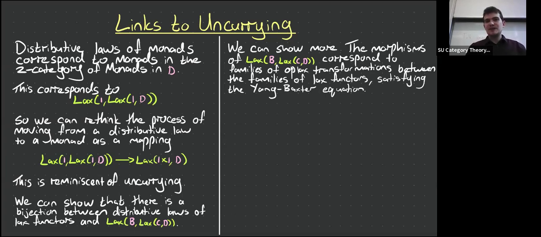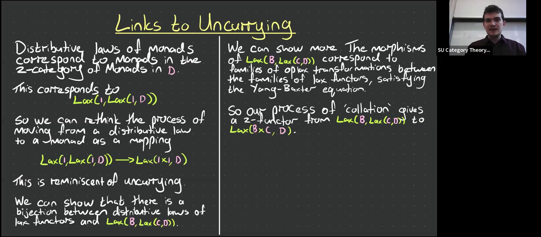and thinking about morphisms of lax B, lax CD, and doing a similar process. What we end up getting by this procedure is families of op-lax transformations between the families of lax functors, and they satisfy the Yang-Baxter equation. So that ends up being important. I haven't actually used the word collation till now, but in our paper, this process of moving from a distributive law to the bifunctor, we call collation. So we collate all of the lax functors together into a single thing.